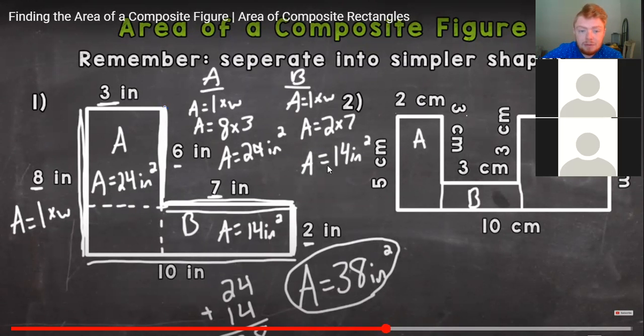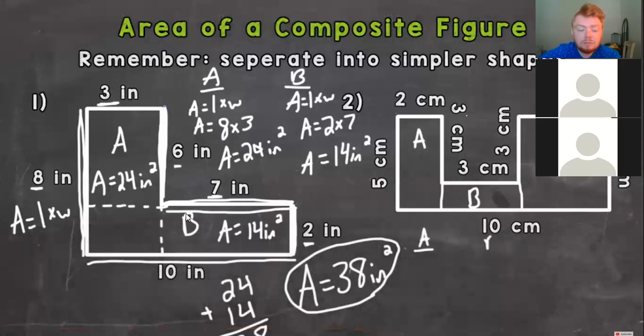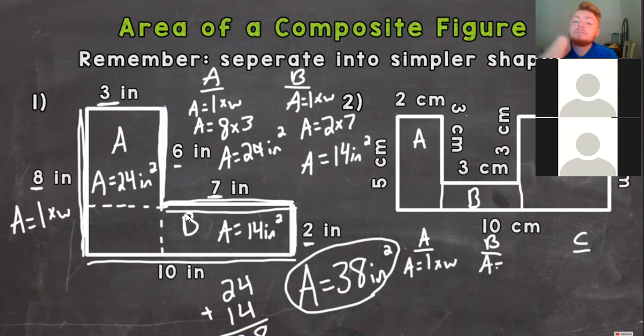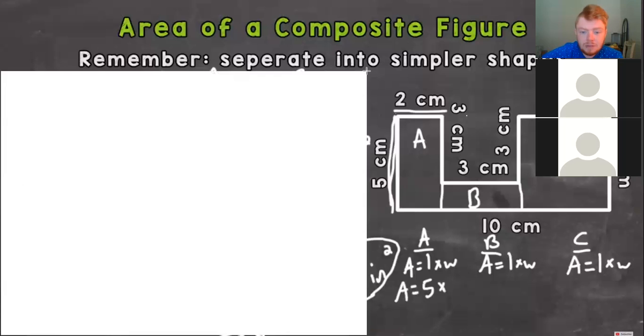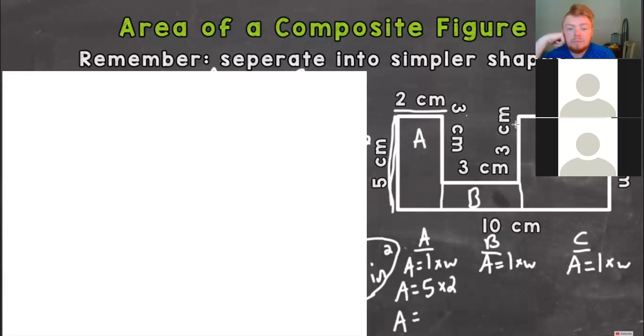And C. So let's find the area of these 3. So area equals length times width. I'll put my formula first, and then we will plug in. So for A, our length is going to be this 5 all the way up. So we have 5 centimeters times the width of 2 centimeters. I just don't want you guys getting confused. And that gives us an area of 10 square centimeters. Which we got, remember?